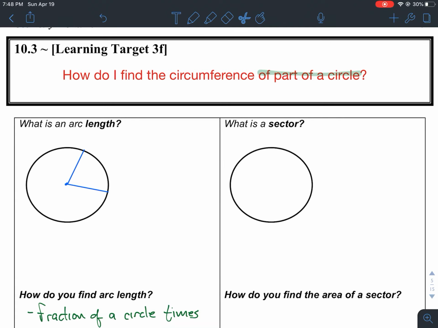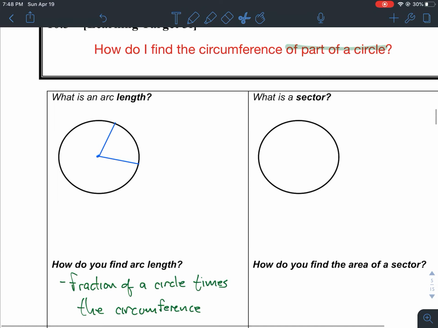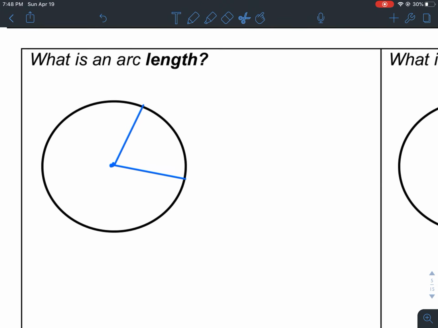How do you find the circumference of a part of a circle? Alright, so let's understand what it means to be a part of a circle. Let's take a look at the circle here that we have. Part of a circle, as you guys know, is an arc. So essentially the question is, what is the arc length? Well, that's what we're trying to find.